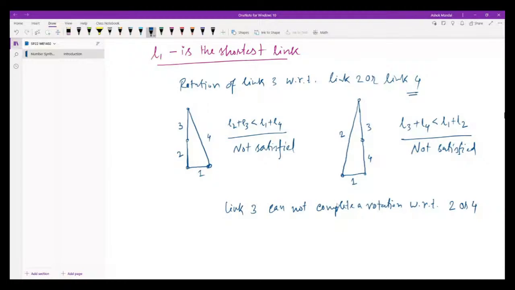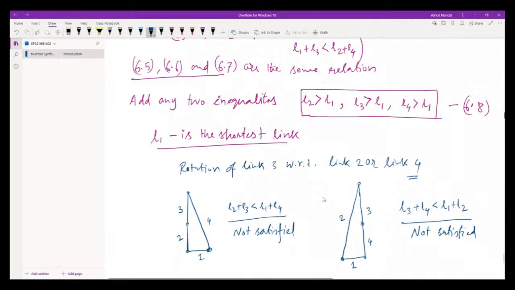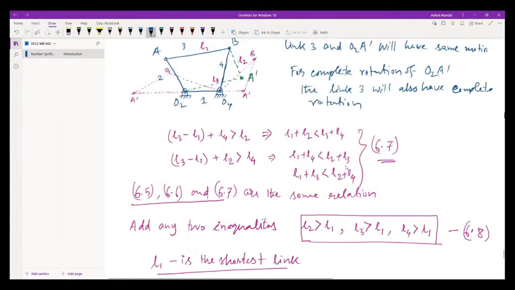Once you have these conditions, there are two things we have. One is if L1 is the shortest link, then all the other links can rotate with respect to 1. For the same conditions, link 3 cannot make a complete rotation with respect to 2 and 4. You can make link 2 fixed, you can make link 4 fixed. Link 3 will not have any complete rotation with respect to 2.